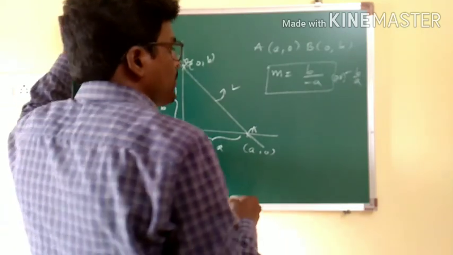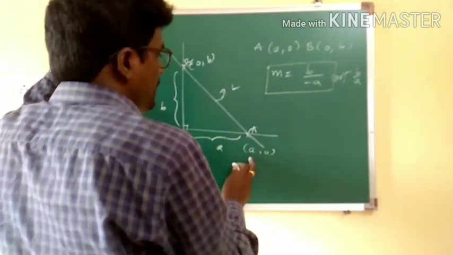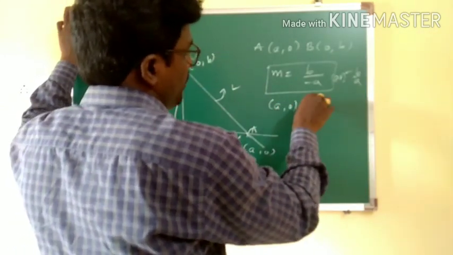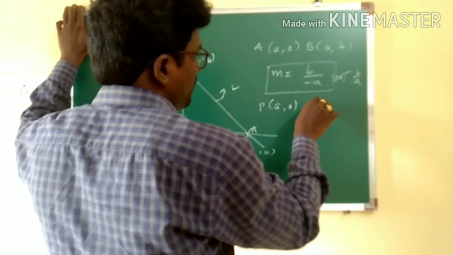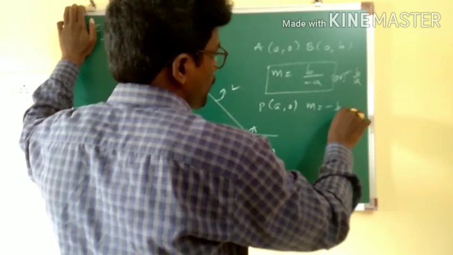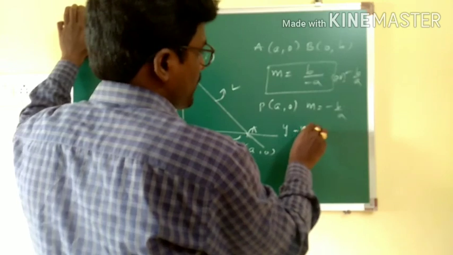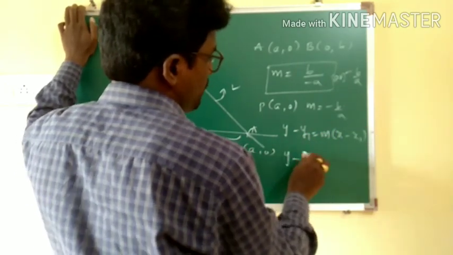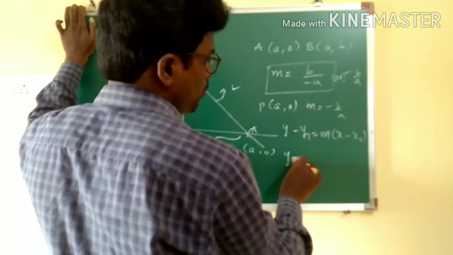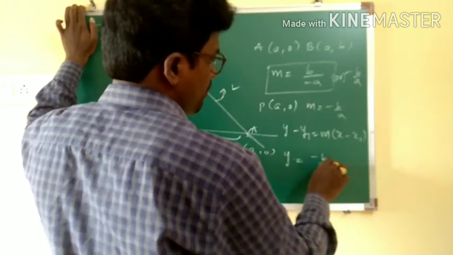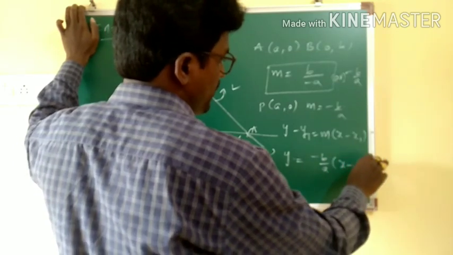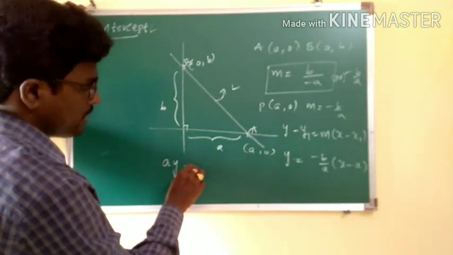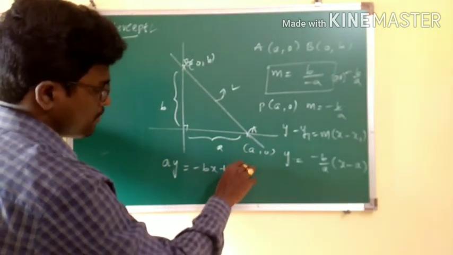Fine. Therefore, this line is passing through the points (a, 0) and (0, b). You can opt any point. I am taking here (a, 0) as the point, and m is minus b by a. What is the formula? Point and slope form, that is y minus y1 is equal to m into (x minus x1). y minus y1, what is y1? 0. So y is equal to m, what is m? Minus b by a into (x minus a). Good. Go for cross product. ay is equal to minus bx plus ab.